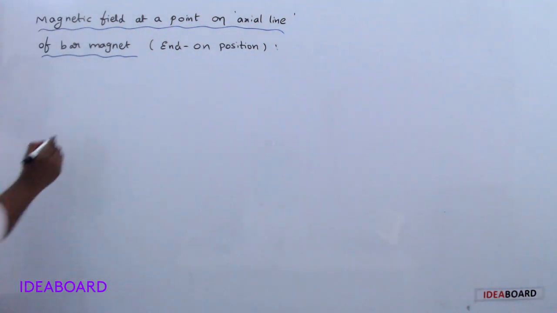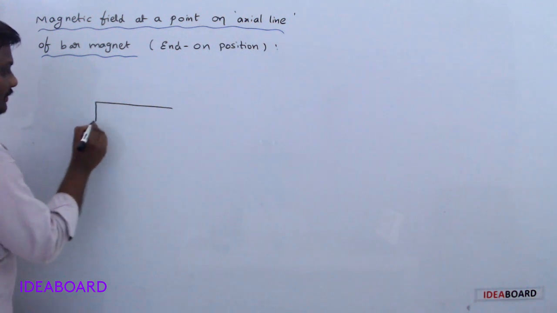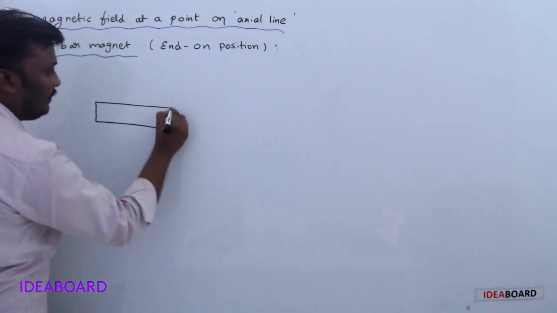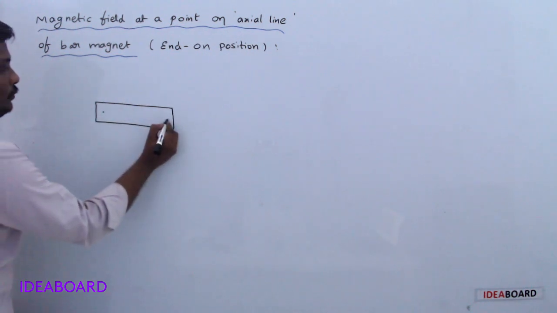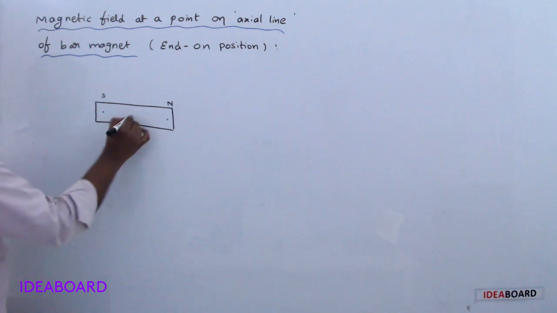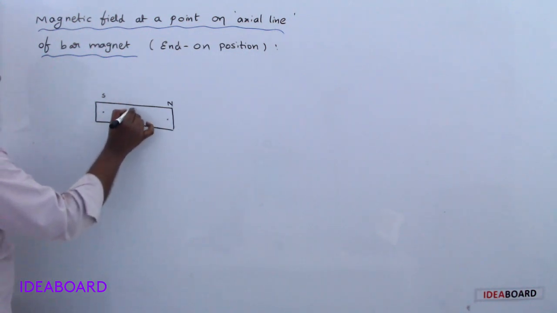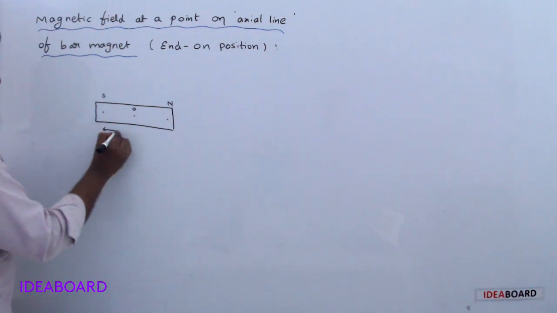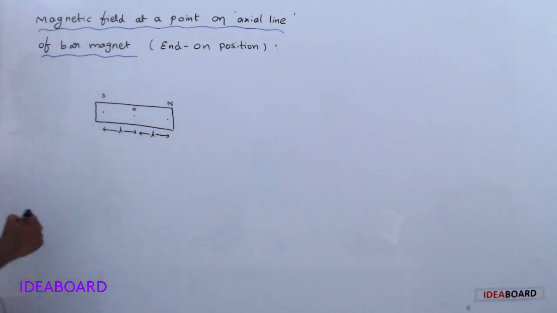What is an axial line? If you consider a bar magnet, we know the bar magnet contains two poles. Let this be the south pole and this the north pole. The magnetic length is 2L. So from O, this distance is taken as L and this distance is also L.